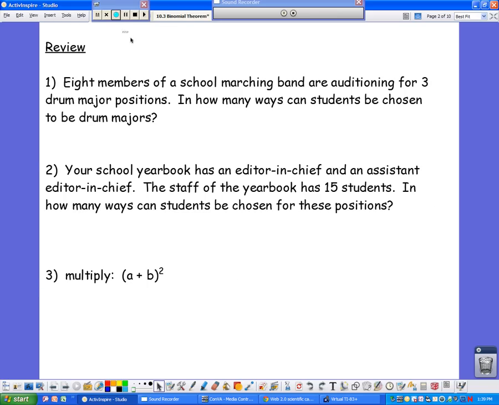And a permutation is when the order matters or is important. Okay, and a combination is when the order doesn't matter.